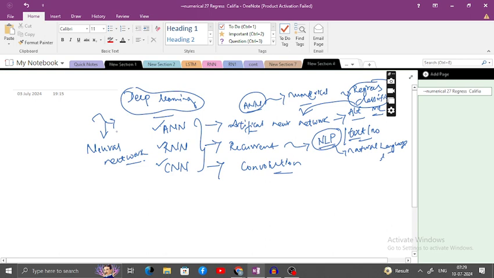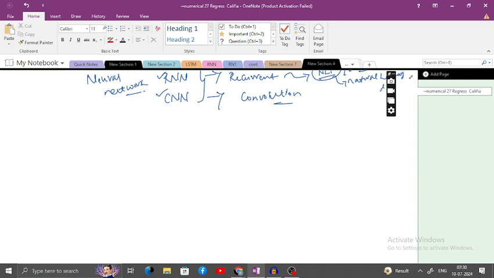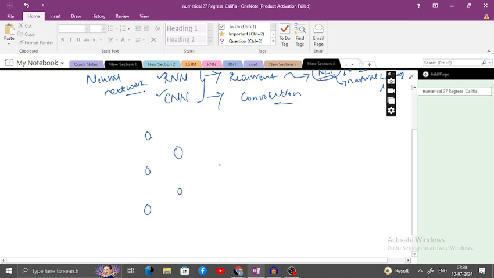Before going deep into this, we have to understand several things. We have to study the basics. So for example, I will write it like this. Let us say you have these, which are called nodes.